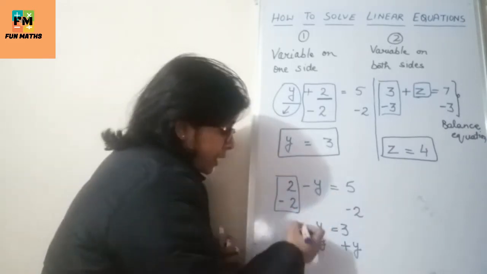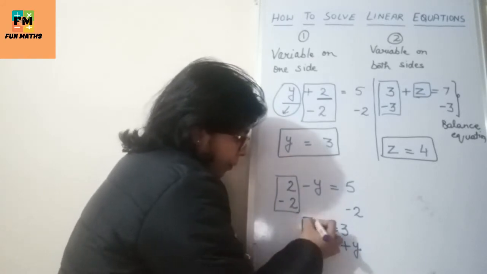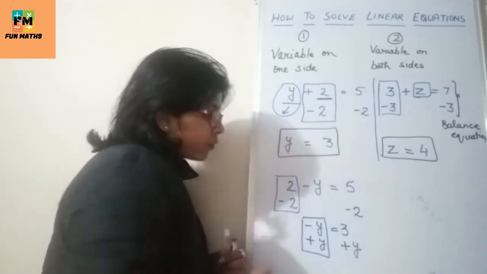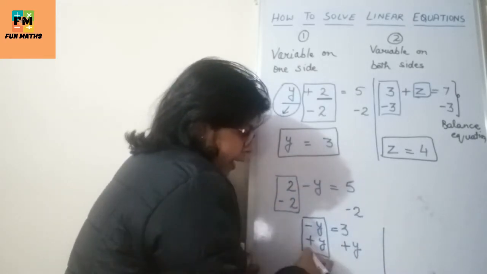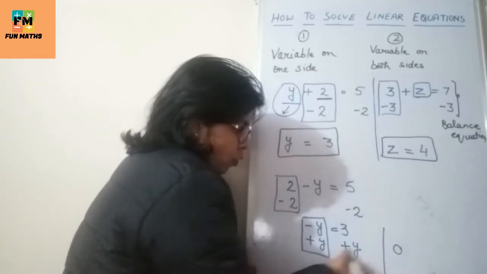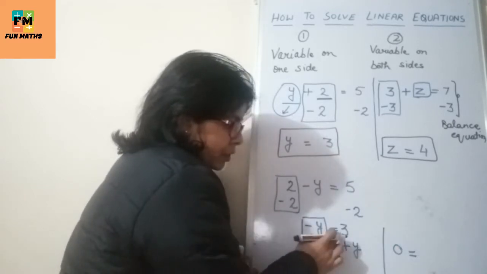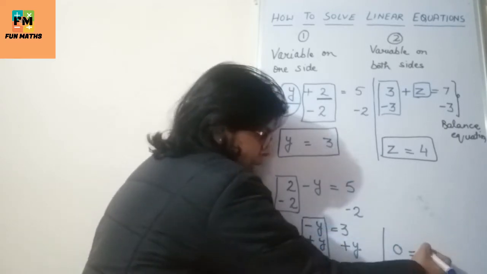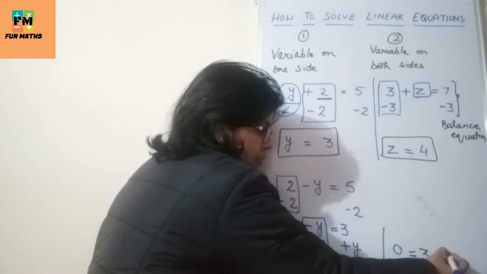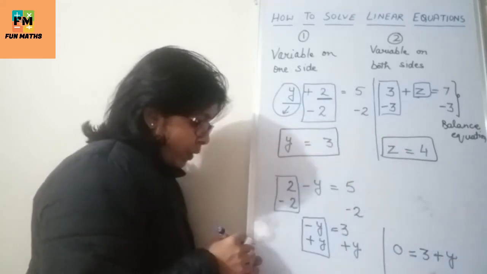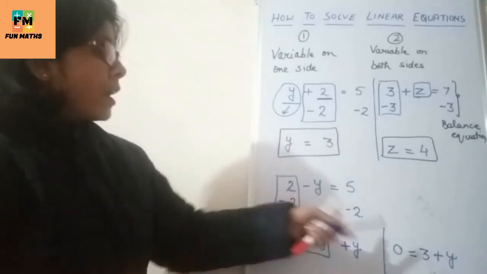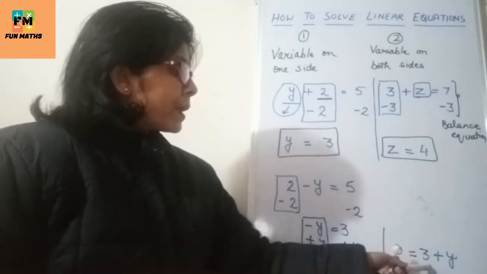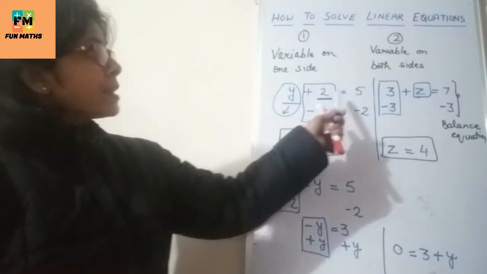Now when you see, this minus y and plus y would be removed, and what is left? 0. Alright, so I am writing over here. Here it would be 0 is equal to, now if you see here we have 3 plus y. So we can write 3 plus y. Now our equation is in the form which we know how to solve. It is simply in the form y plus 3 is equal to 0, y plus 2 is equal to 5.